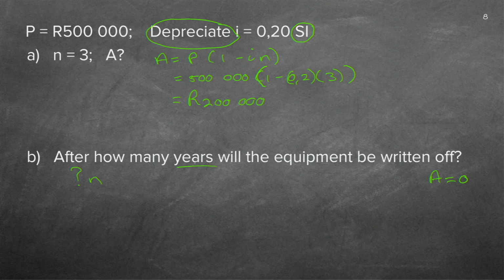Good. So it's still the depreciation formula. A is equal to P times (1 minus iN). Now I'm going to start filling it in. 0 for the A. Why 0? Because to be written off means it's now nothing worth anymore. Although if it's a car, you can probably still drive with it, but it won't have a value anymore. The P, what was the P originally? 500,000. 1 minus the interest rate was 20%, 0.2. And the N is what my question is. So I do not know what the N is.